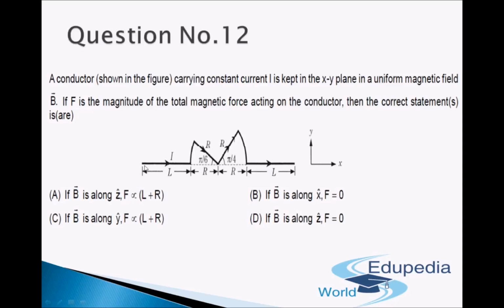So then the total length will be L plus R plus R plus L, so 2 times L plus R. And as the length increases, the force will increase because it is BIL. So option A is correct. Option B is also correct.